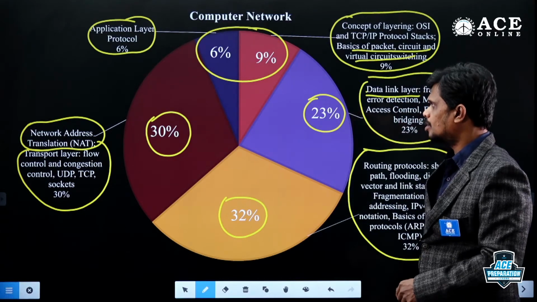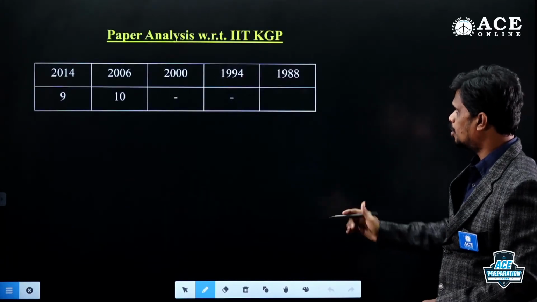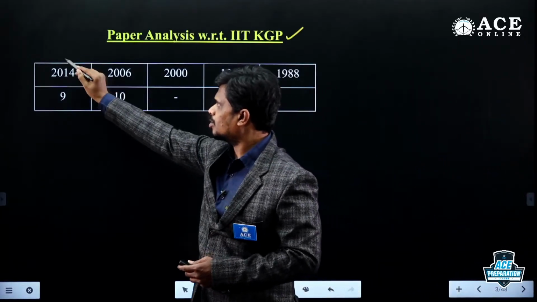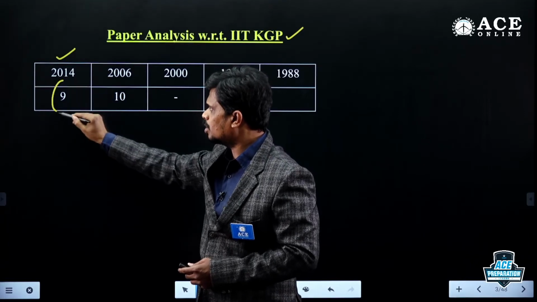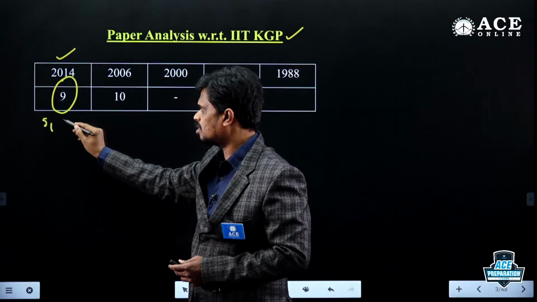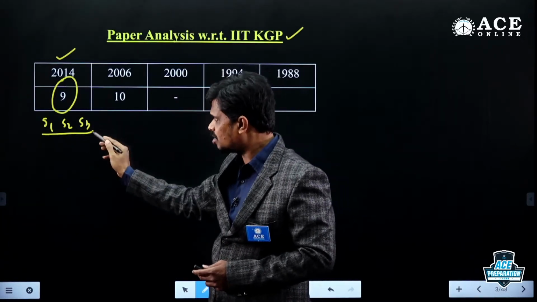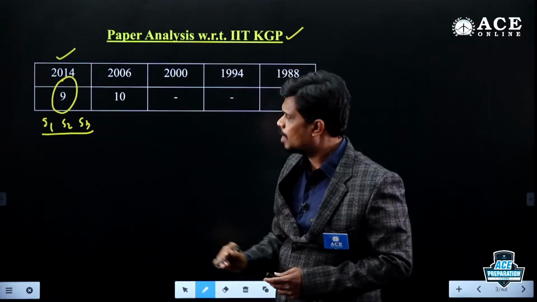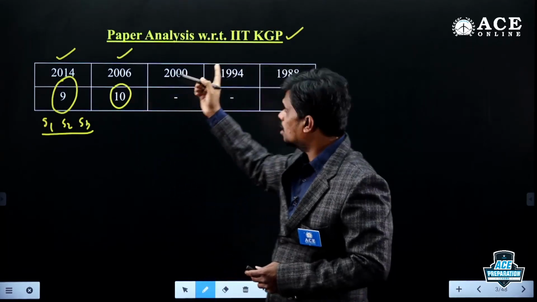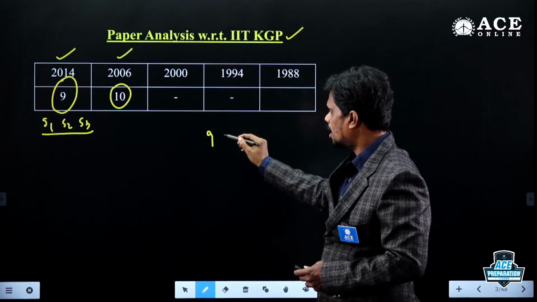Let's look into the IIT Kharagpur pattern. If you consider the IIT Kharagpur computer networks paper, in 2014 we have 9 marks from computer networks. You know that in 2014 we had 3 sets, set 1, set 2, set 3. Across all these 3 sets, on average we have 9. And in 2006 we have 10 marks. So overall, IIT Kharagpur has a weightage for computer networks of about 9 to 10 marks.